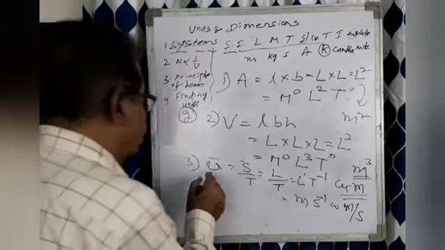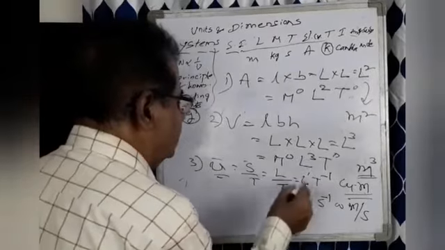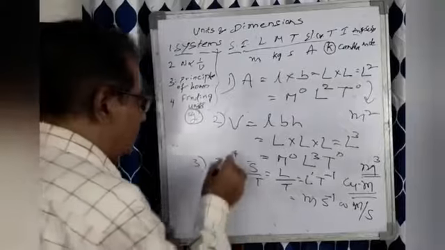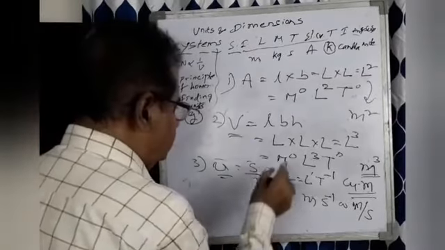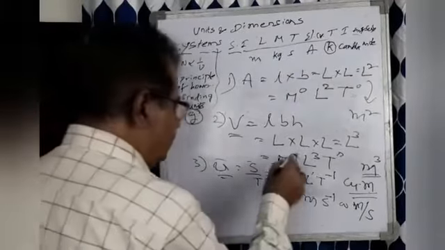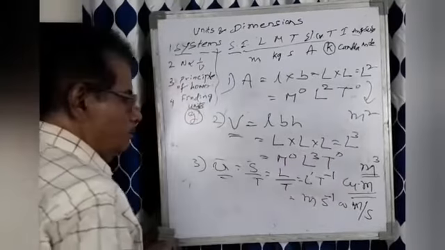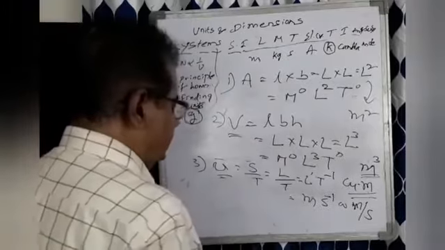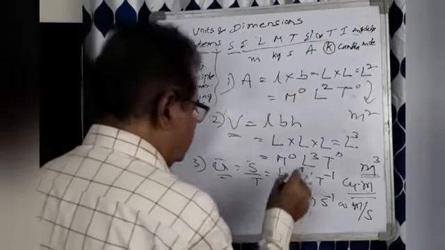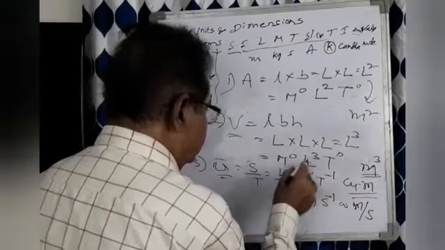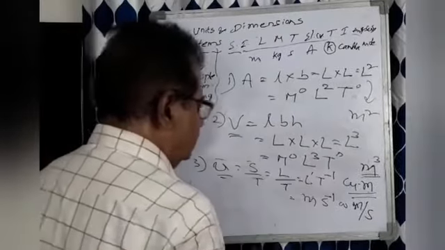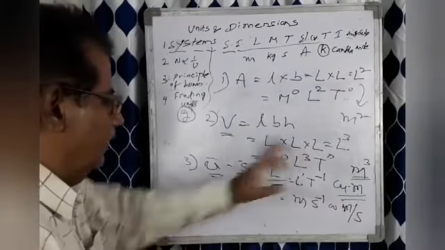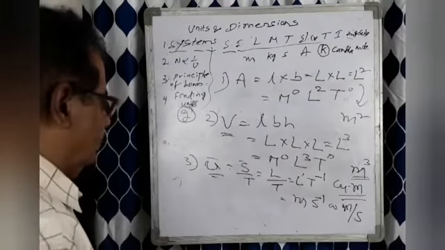How many dimensions are there for velocity? One dimension in length, minus one dimension in time. No dimension in mass. What about the dimensions of volume? Zero dimension in mass. These powers are called dimensions. The powers of the fundamental quantities in the dimensional formula of any physical quantity are called dimensions. Volume has three dimensions in length, zero dimensions in mass, zero dimensions in time. Only it has dimensions in length, no other fundamental quantity.